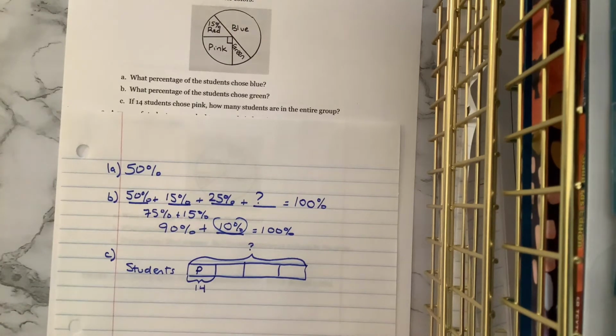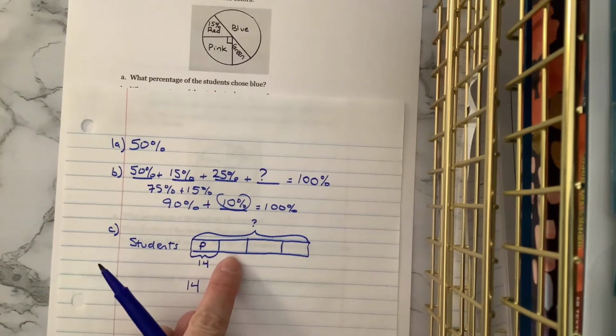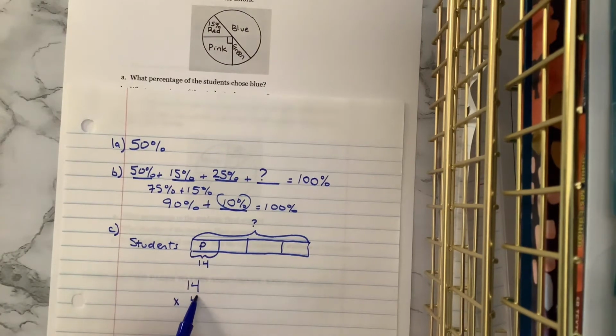So we're trying to figure out the whole thing. So now looking at the problem, we should be able to figure out this answer. What problem are you going to solve in order to find this answer? We have a known amount of 14. How many times do we have that 14? 4 times. So we're going to multiply 14 times 4.